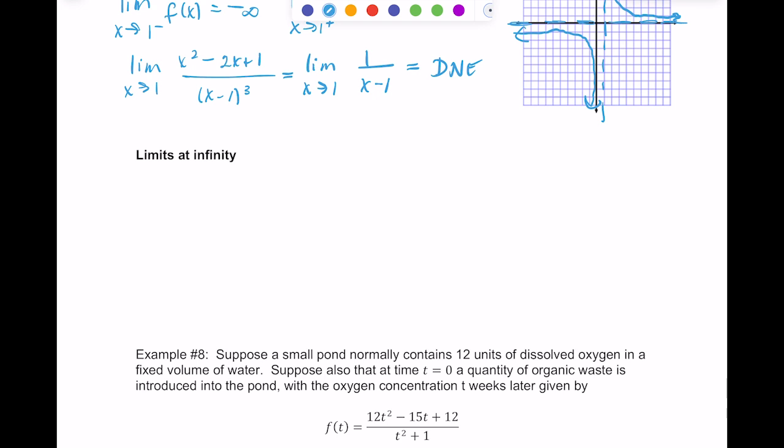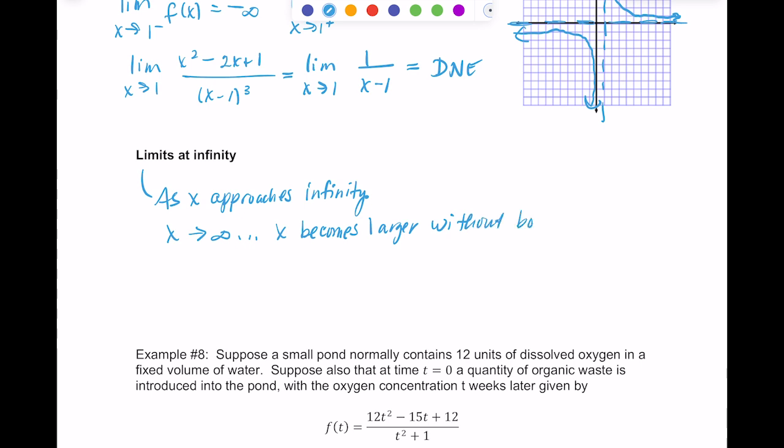So, as x approaches infinity, which we would write like this, all that means is x becomes larger without bound. So it's going to keep getting larger and larger. Here, x approaching negative infinity means that x just becomes more and more negative without bound.